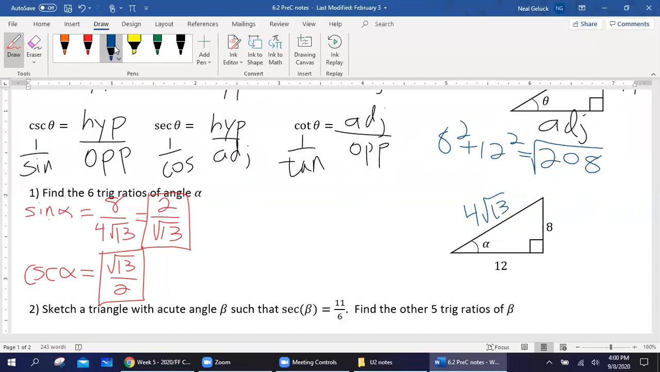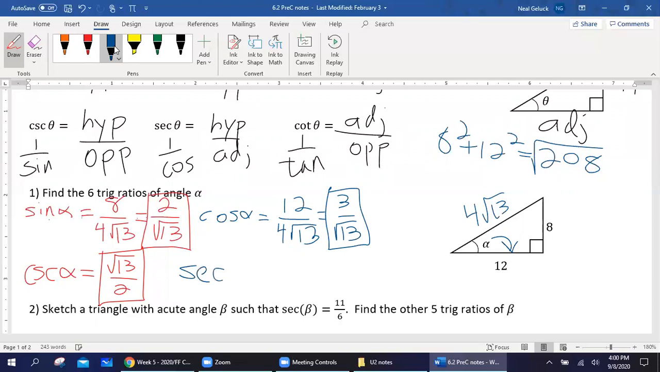All right, the next one would be the cosine of alpha. That's going to be adjacent to alpha. The adjacent side is the 12 over the hypotenuse, which is 4 root 13. 12 and 4 can reduce, so this can turn into 3 over root 13. Now that I have the cosine, I'll do its reciprocal, which is secant. That would be root 13 over 3.